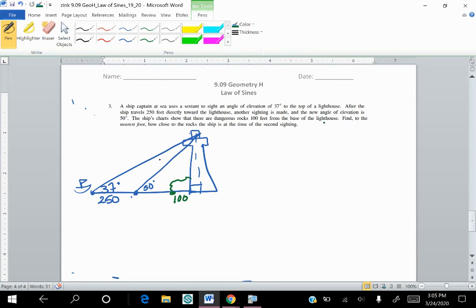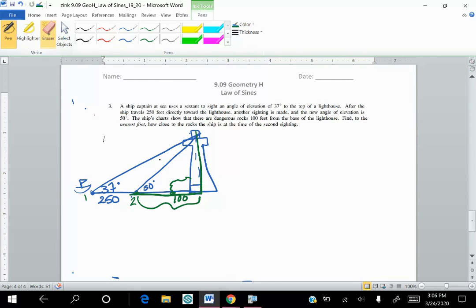Okay, so we're looking for how close to the rocks the ship is at its second sighting. So here's the first sighting, here's the second sighting. We want to know how close we are to these rocks. So we really need to find our distance from the lighthouse right here, really from this right angle. Distance from our lighthouse, and then we can subtract that 100 to see how close we are to the actual rocks. All right, so again, you've got a couple right triangles here.